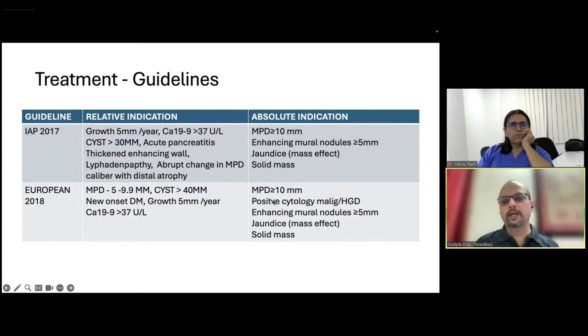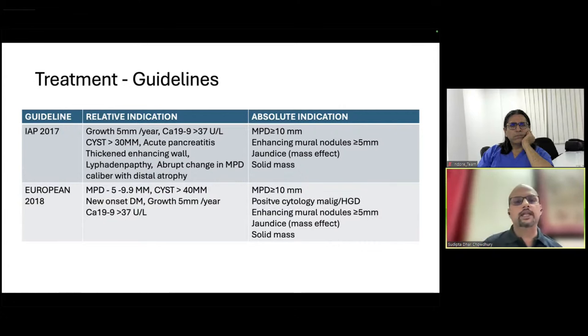Similarly, in the European guidelines, an MPD more than 10 millimeters is a positive sign to treat, definitely.